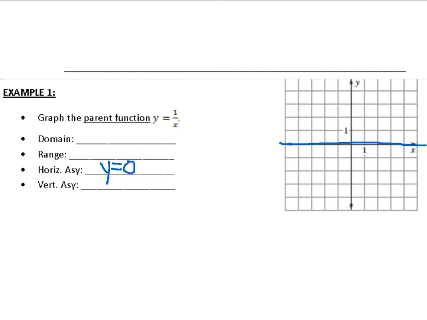So my range, that's all my possible y values, is all real numbers not equal to 0, because we could have anything but 0. My vertical asymptote is going to be right here, and that's the line x equals 0. So my domain, all the possible x's, are all real numbers not equal to 0. So let's make a table.